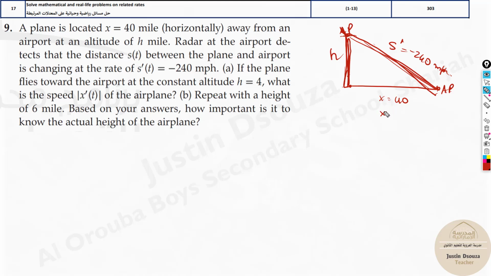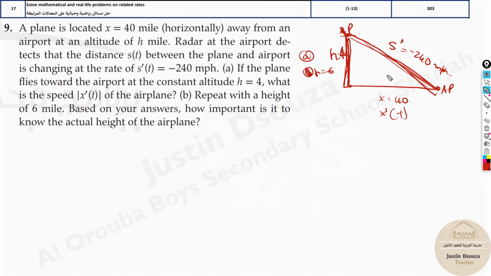Now, this is x. We need to find the rate of speed x dash with respect to time of the airplane. Then repeat with a height of 6 miles. The first time over here, h is given as 4, right? For B, h is equal to 6. Option A, h is equal to 4. And based on your answer, how important is it to know the actual height of the airplane? So now first let's solve this out. You need to write the given, what to find and everything.